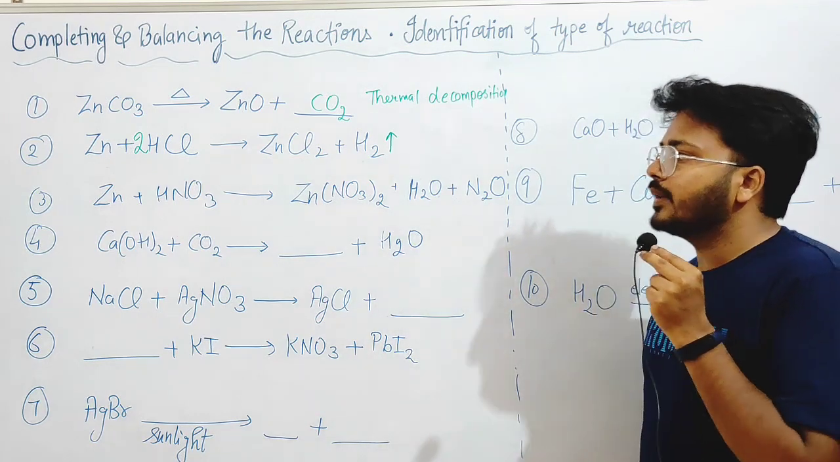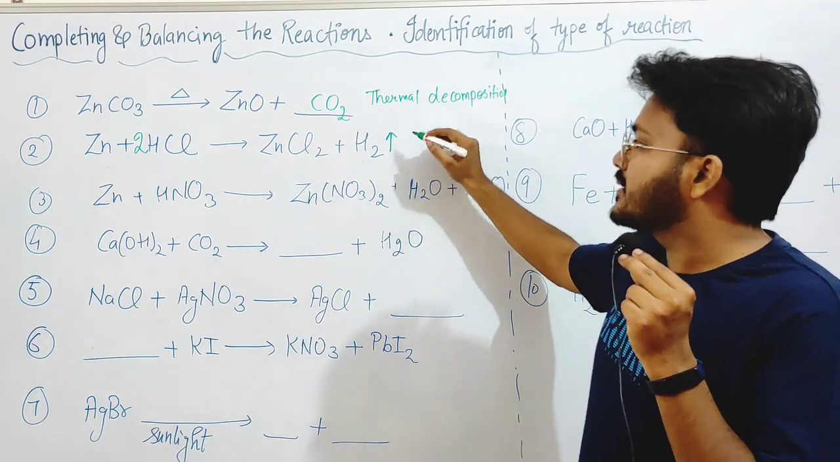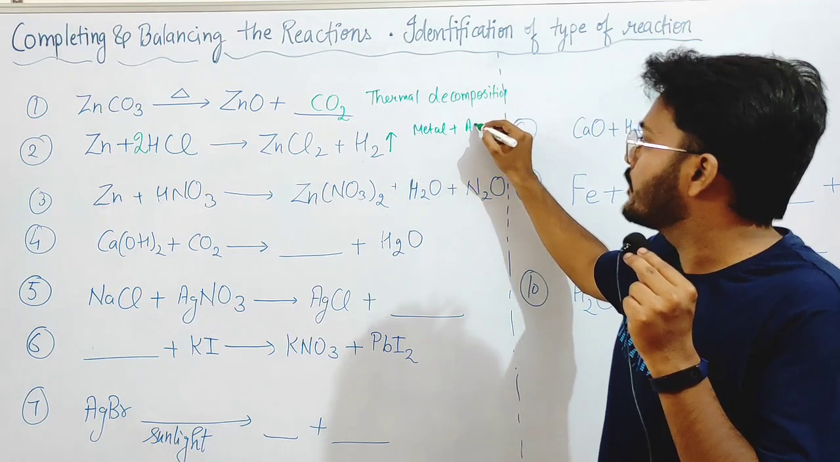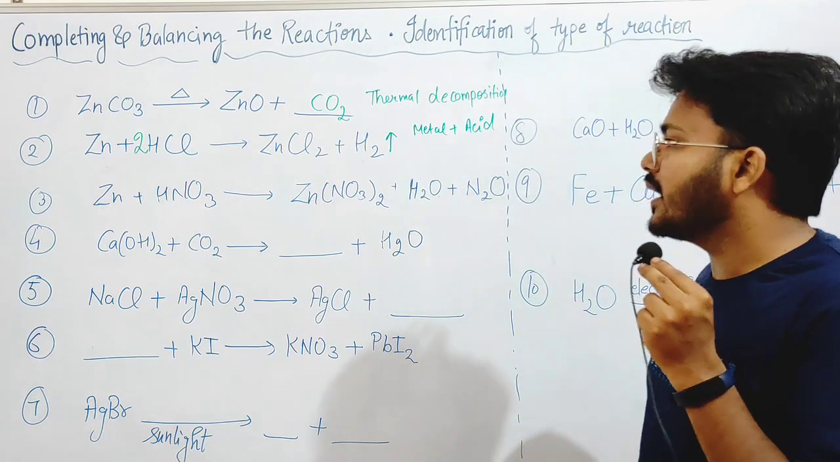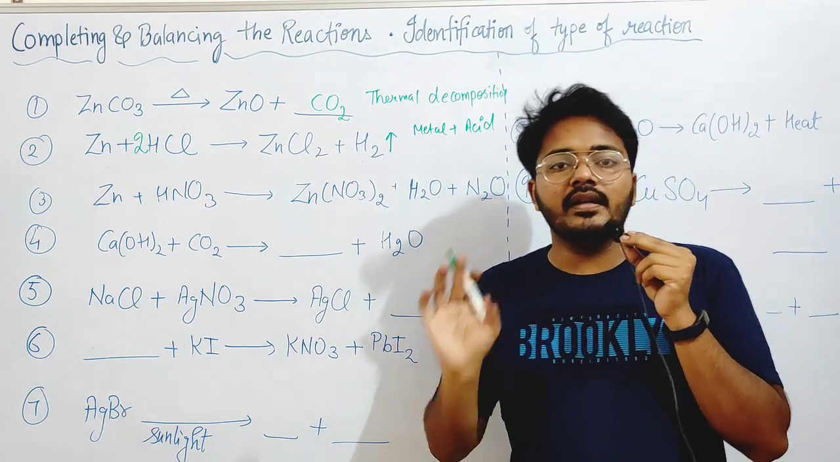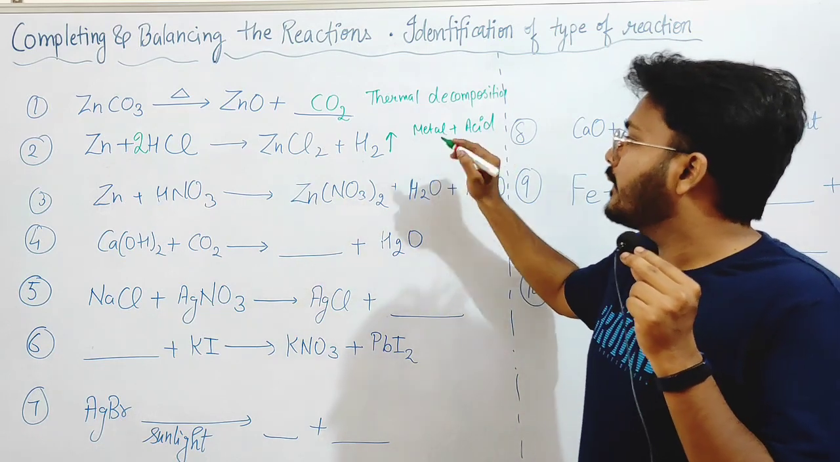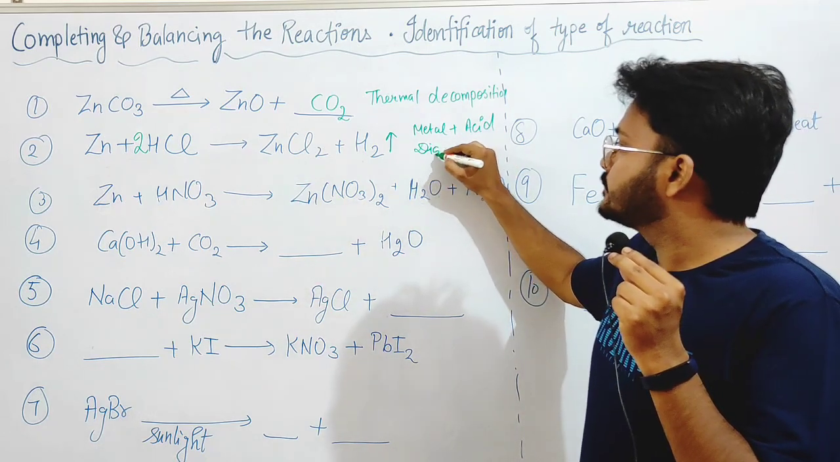Now identify the type of reaction. First we can say that it is a metal plus acid reaction. Or if we want to tell the perfect name of the type of reaction, we can say that this is a displacement reaction.